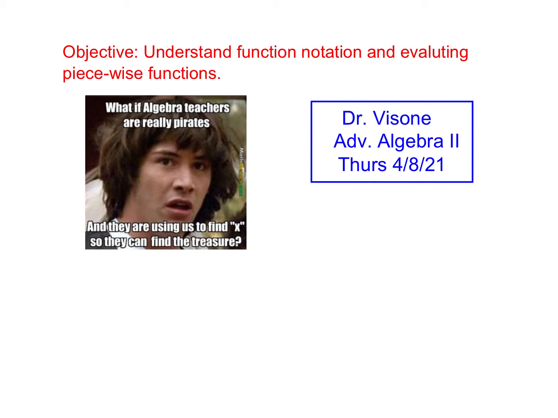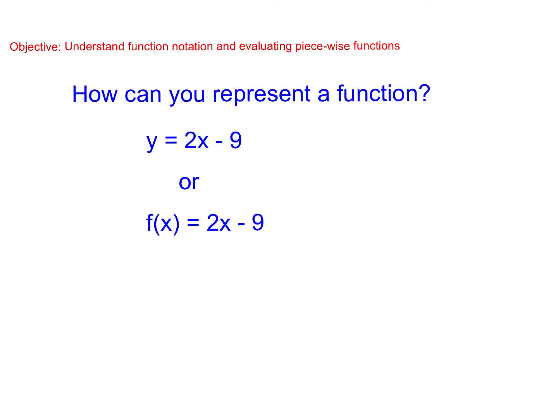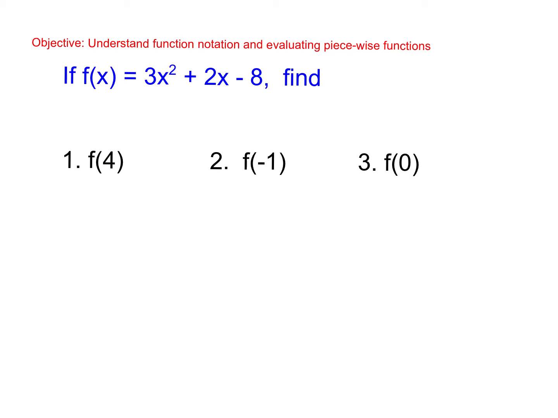Hey everyone. Okay, so we're going to really quickly go through just function notation and basically what's a piecewise function. Okay, so remember that y equals 2x minus 9 is the same thing as f of x, right? F of x is really just your y value. So the nice thing about this is instead of saying find the value of y when x equals, you can just say find f of 4, right?